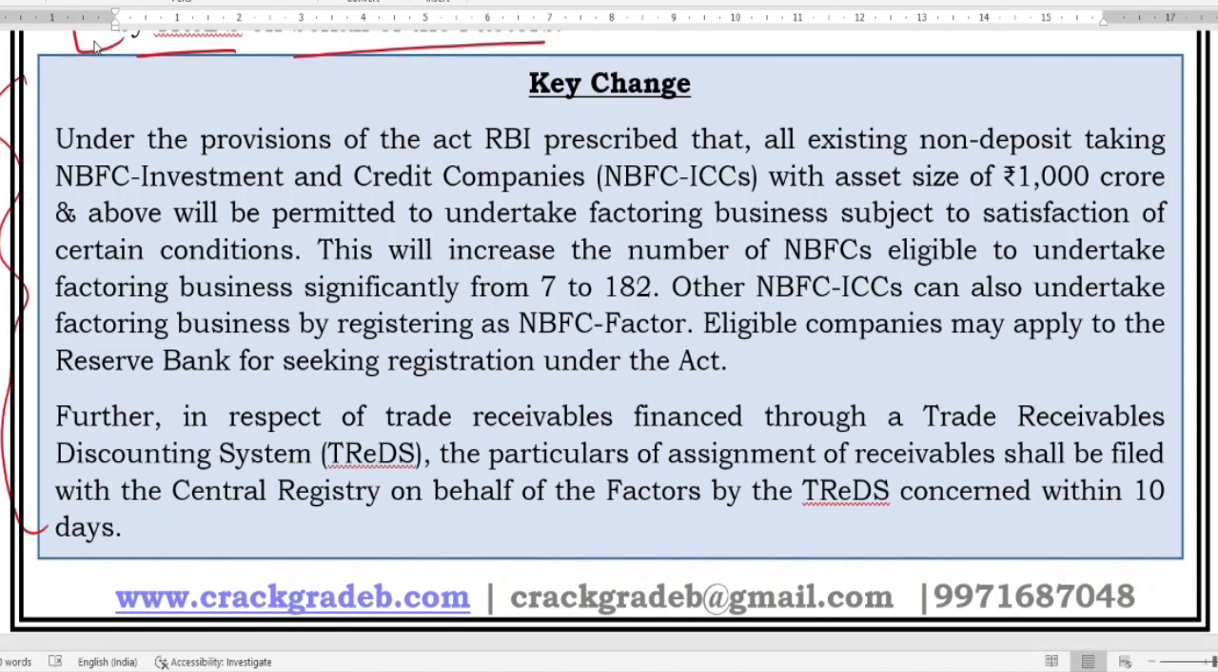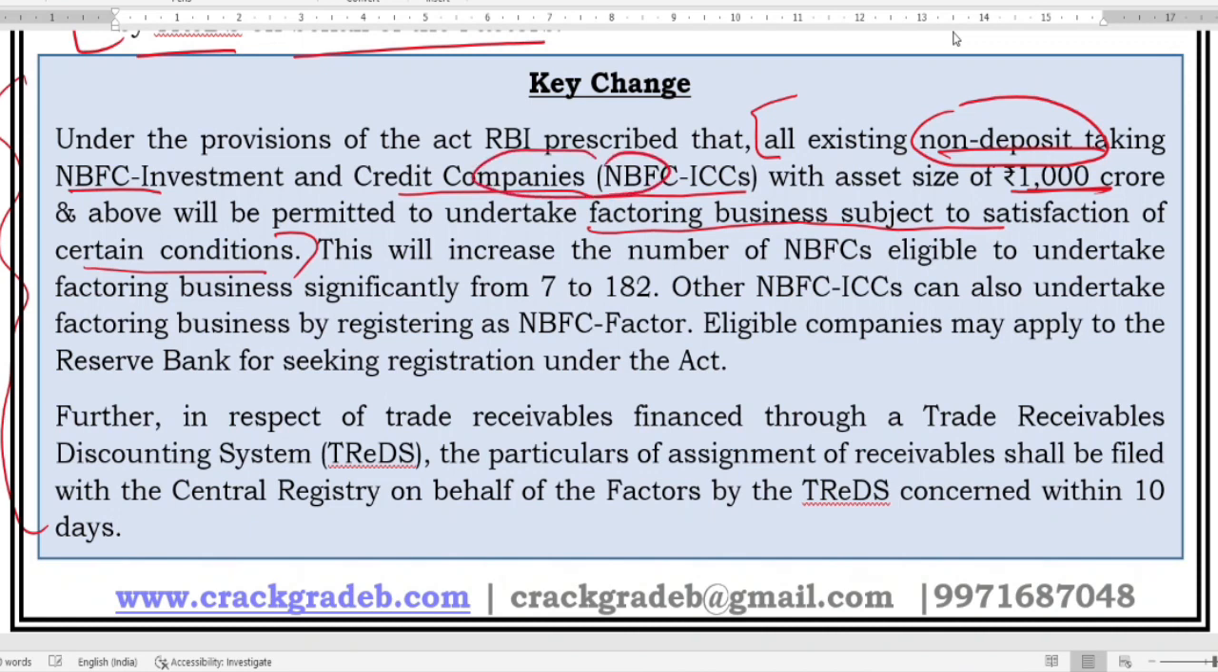The changes will be under the provision of the RBI Act: all existing non-deposit taking NBFC and credit companies with asset size of 1000 crore and above will be permitted to undertake factoring business, subject to satisfaction of certain conditions. So you got it. Point number 1, non-deposit taking NBFC. Point number 2, credit companies, no one else. With an asset size of how much? 1000 crore and above can take up the factoring business with other conditions.